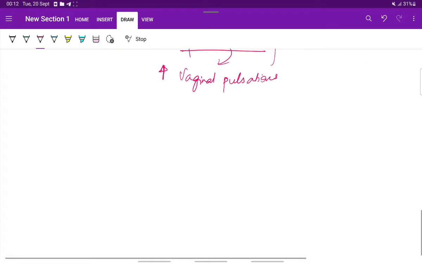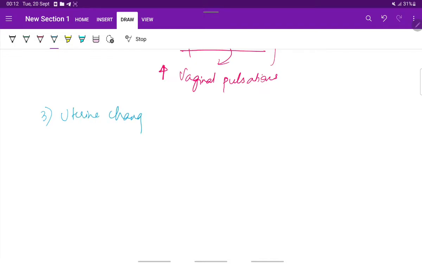Next will be the uterine changes. There is an increase in size of the uterus, there's change in size, shape and position of the uterus, which is detected by bimanual examination. The virgin uterus is piriform and it is usually anteflexed, but during pregnancy the uterus initially becomes rounded, globular and it becomes even more anteflexed.